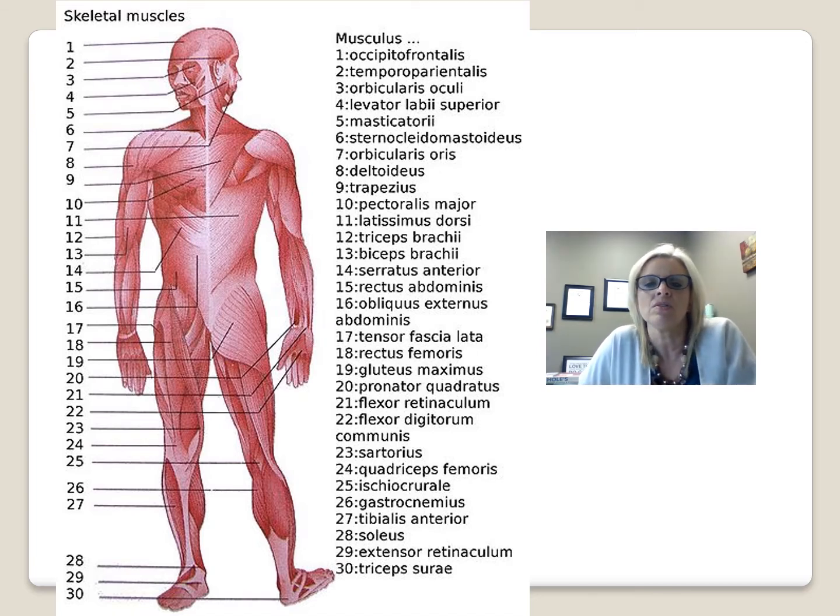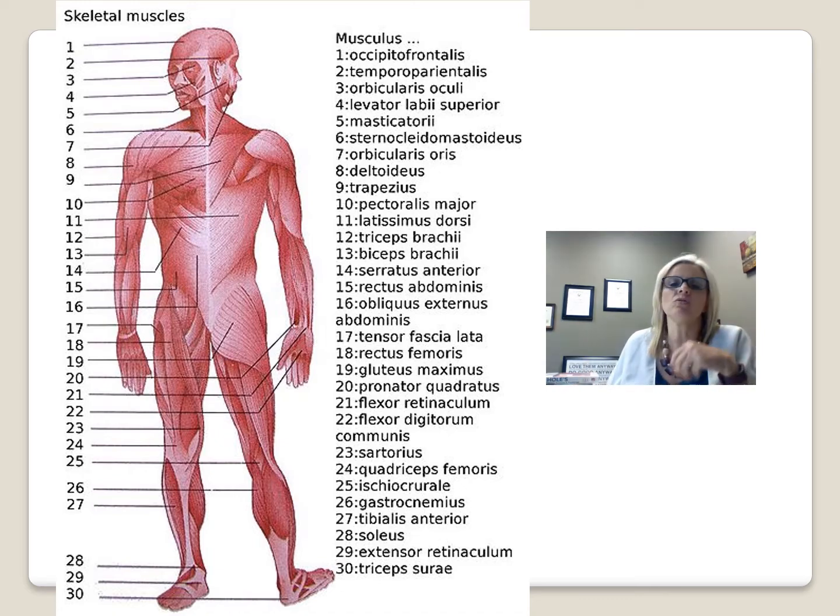Pectoralis major, serratus anterior, rectus abdominis, obliquus externus abdominis, tensor fascia lata. Okay, that probably sounds like a foreign language. Well, that's because it is. It's Latin. And if you learn what the Latin names mean, it makes this much easier. It's kind of like the muscle names are a shortcut to learning them, where they are at, what they do. Sometimes it's the shape they are. It's all derived from Latin.